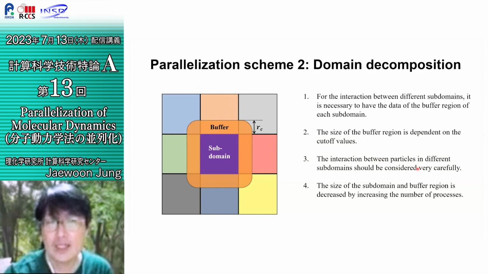So in this sense, for the interaction between particles in different subdomains, assignment is very important. And if you consider this, if we increase the number of processors, then the subdomain size becomes small. Even though we consider this buffer, the overall subdomain region can be small. And we can reduce the computational cost in this way by increasing the number of processors.